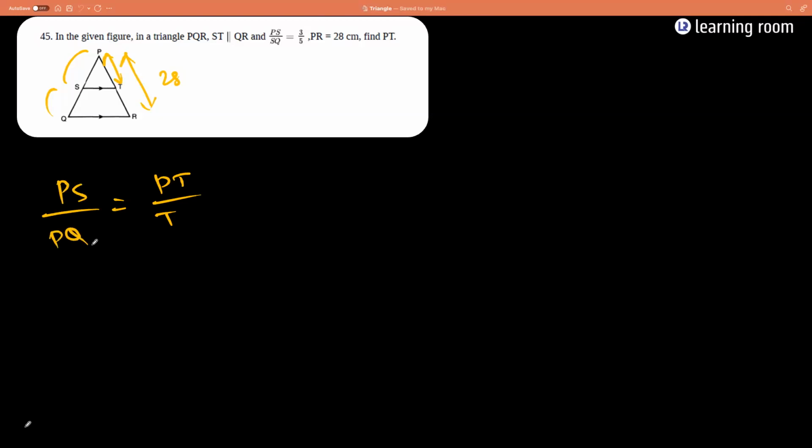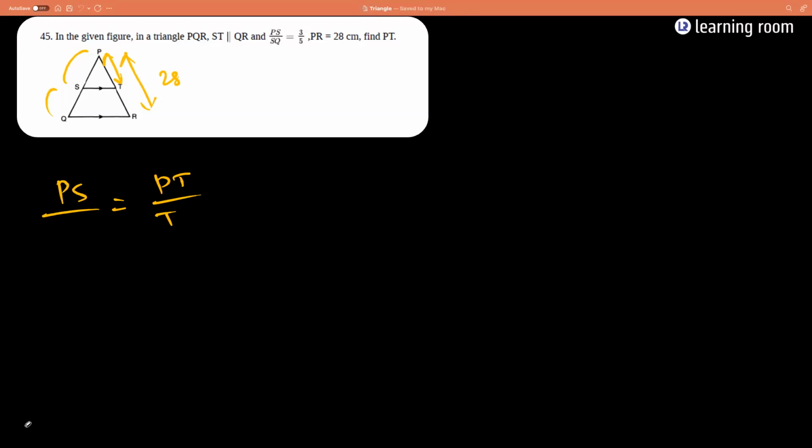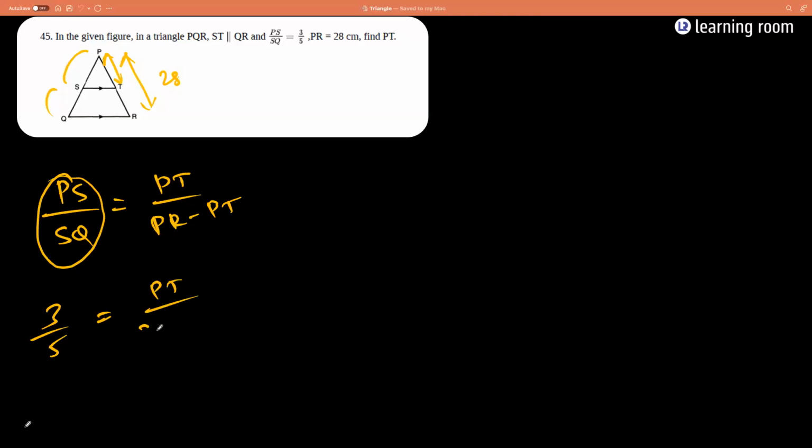We'll go with SQ only because SQ is what is given. PS by SQ, and then PR minus PT instead of TR. So I'll write it as PR minus PT. So PS by SQ is 3 by 5, which is equal to PT, what we need to find, divided by 28 minus PT. Cross multiply.